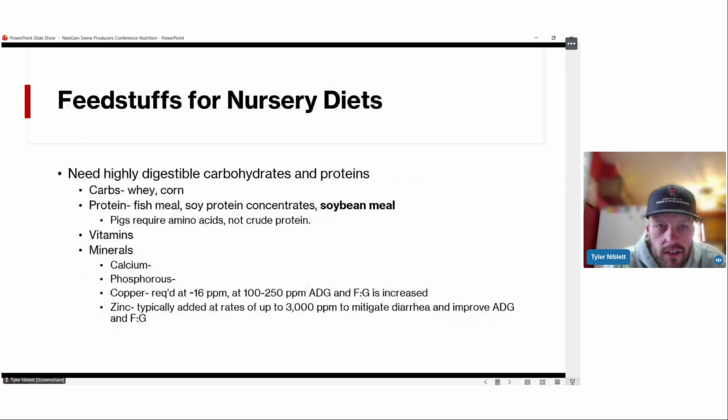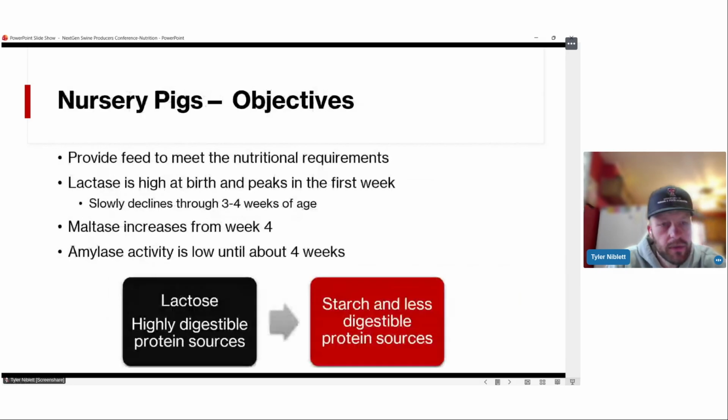So when we get to talking about the nursery pigs, that's your pigs that are first weaned, whether that's at 3 weeks or 4 weeks. They need highly digestible carbohydrates and proteins in order to get on the right foot. That's why we include a lot of whey and fish meal and protein concentrates to increase palatability. And then you formulate with various vitamins and minerals as well. I'm going to pick up the pace a little bit so I can get to the economics part.